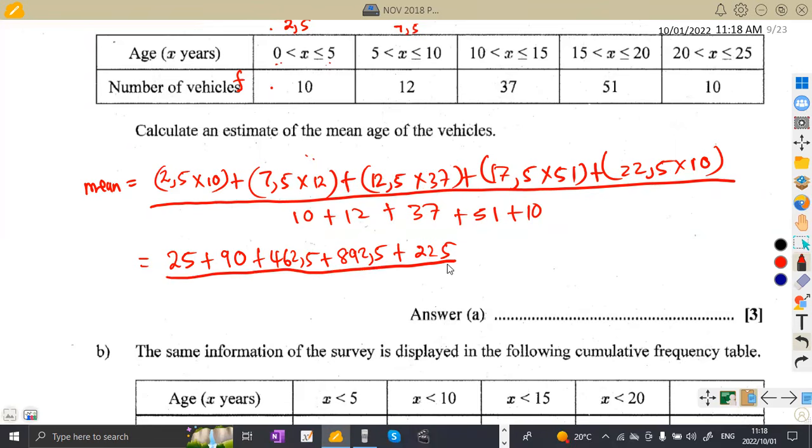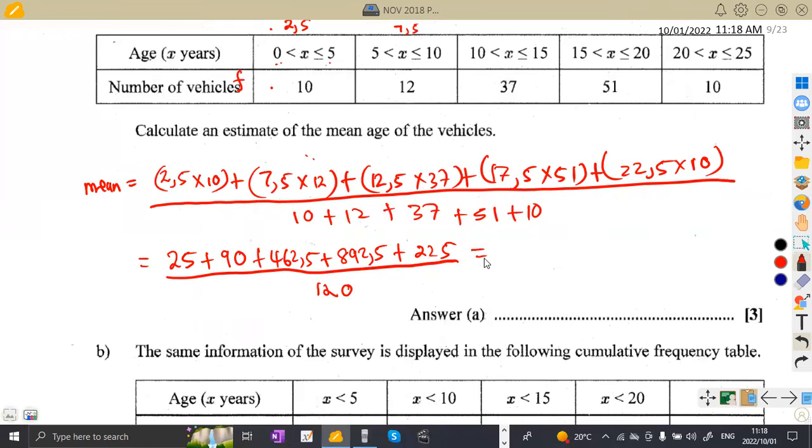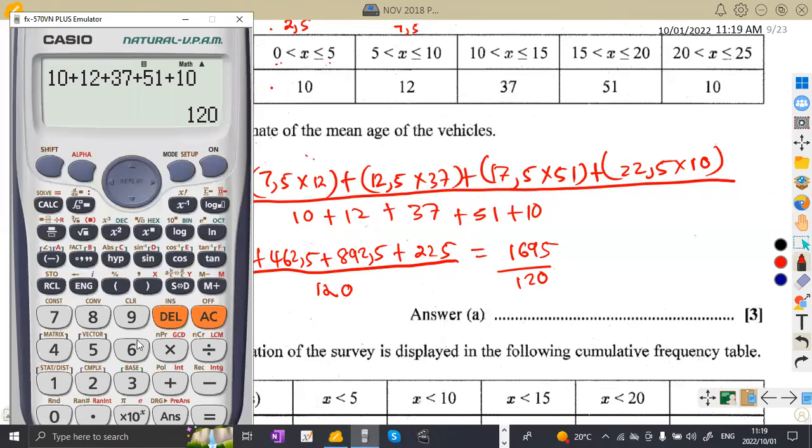So remember, we have to add everything there. You're going to add 10 plus 12 plus 37 plus 51 plus 10, you add all these totals, and it's going to be 120. So this is 120. On the numerator, you have to add everything. If you add, guys, you are going to obtain something like 1,695 over 120.